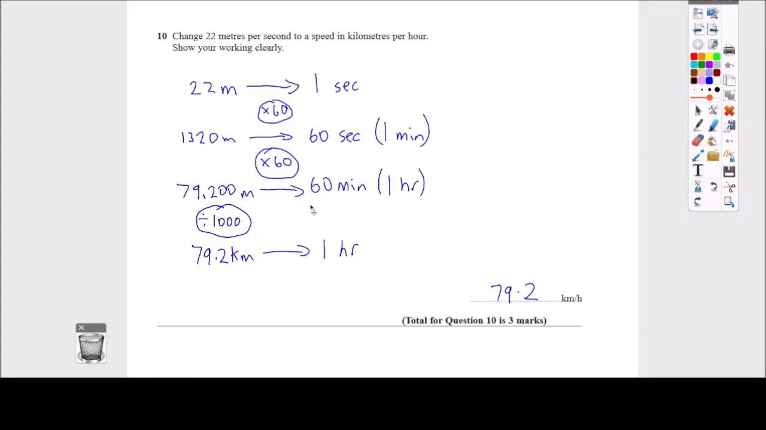Question 10. Now, we're being asked to change 22 meters per second into kilometers per hour. So 22 meters in 1 second. If we multiply this by 60, we get 60 seconds, which is 1 minute. So multiplying 22 by 60, we would go 1,320 meters in 1 minute. Now, if I multiply that by 60 again, I go from 1 minute to 60 minutes, which is an hour. So multiplying the 1,320 by 60, I now know that I go 79,200 meters in the hour. But we want it in kilometers. There are 1,000 meters in a kilometer. So we divide the 79,200 by 1,000 to give us 79.2 kilometers per hour.